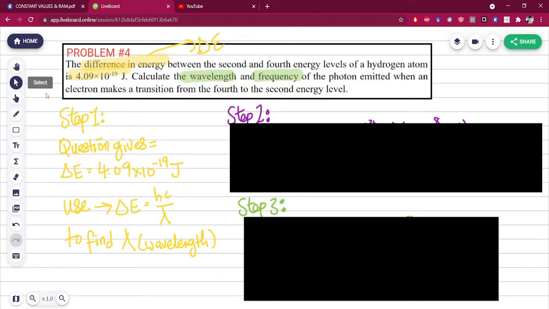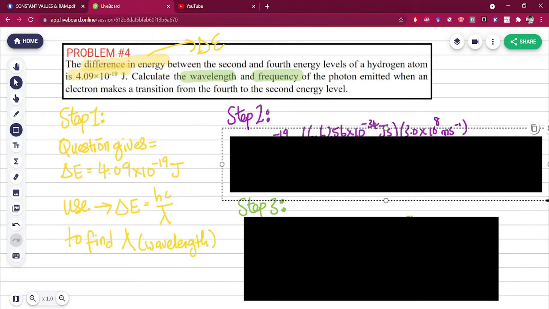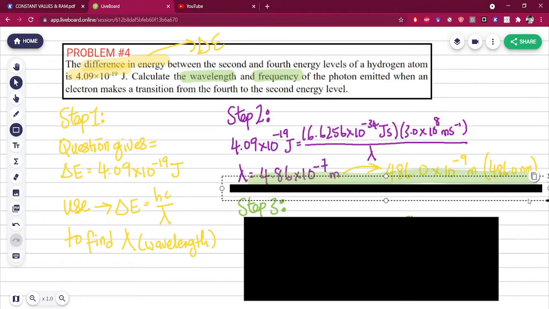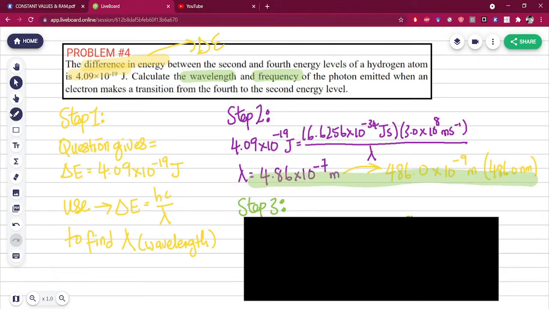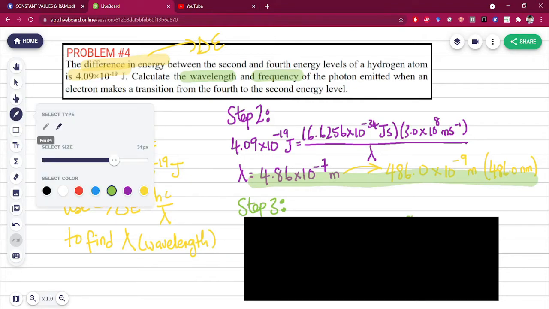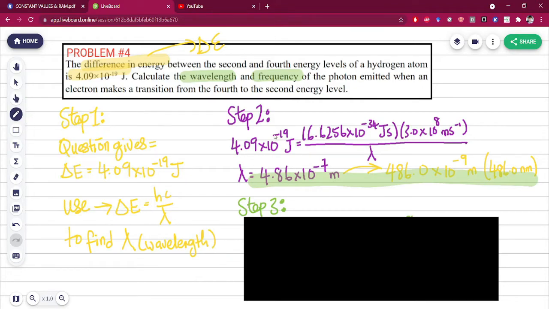So in step 2, just substitute all the values inside. This 4.09 times 10 to the power of negative 19 is given to you in the question. That is the Planck's constant h. That is the value for h. And this is the speed of light. Maybe I can write that down for you.